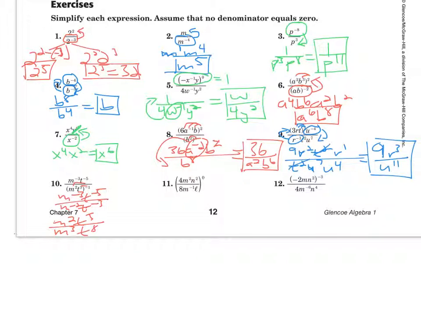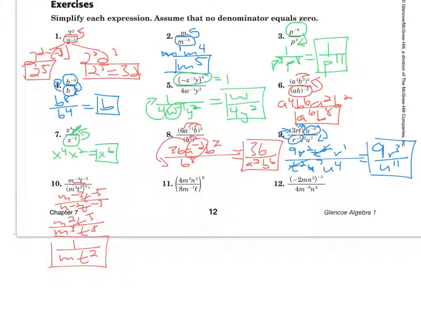So the bottom's going to win in both of these battles. If you look at the m's, you got 2 on top and 3 on bottom, so you'll have just 1 on bottom when they all cancel. And with the t's, you've got 3 on top and 5 on bottom, so you'll have just 2 on bottom when they cancel. So 1 over m t squared. Remember to have the 1 over, that's really important in these problems.